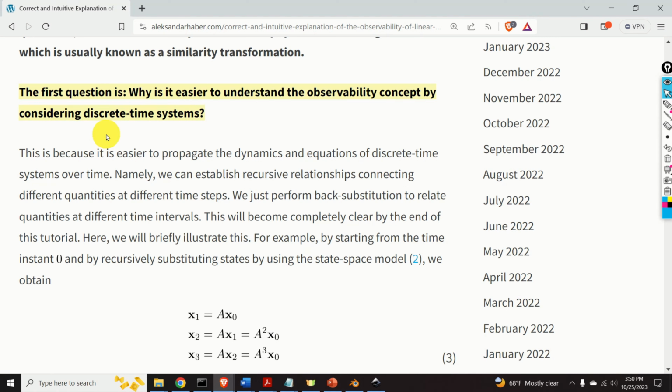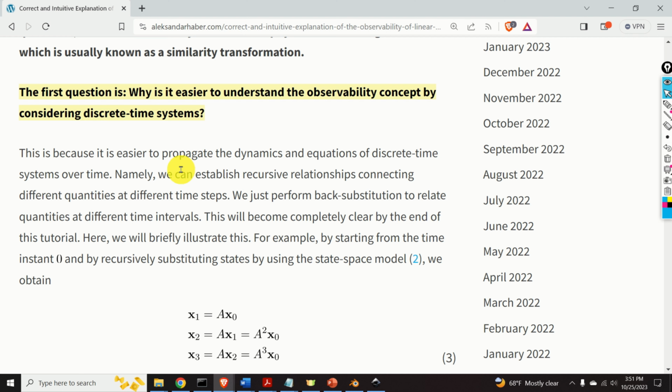Here's the first question that we need to clarify. Why is it easier to understand the observability concept by considering discrete time systems? This is because it's easier to propagate the dynamics and equations of discrete time systems over time. Namely, we can establish recursive relationships connecting different quantities at different time steps. We just perform back substitution to relate quantities at different time intervals. This will become completely clear by the end of this tutorial. Here, I will briefly illustrate this.